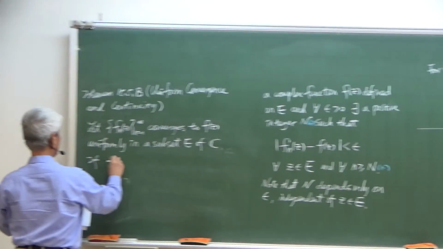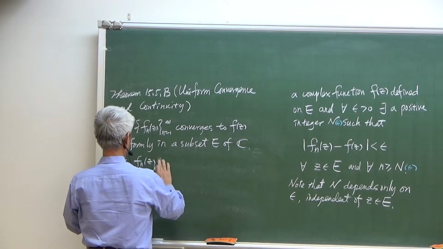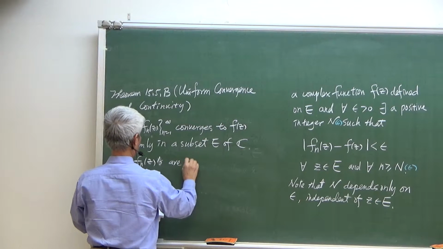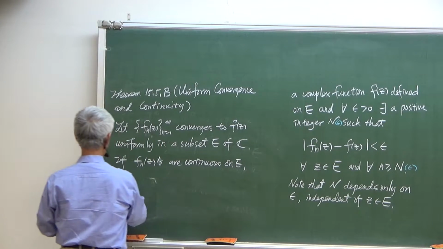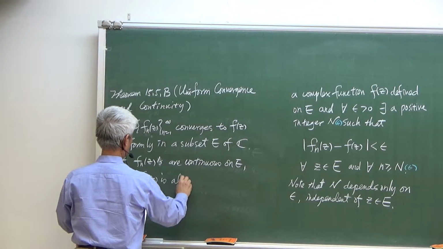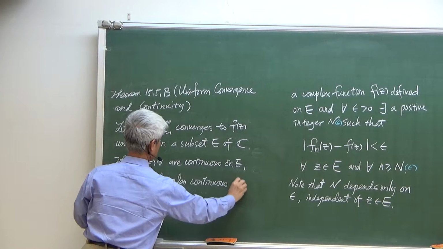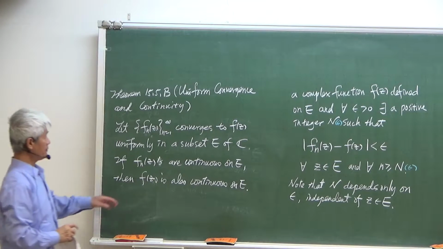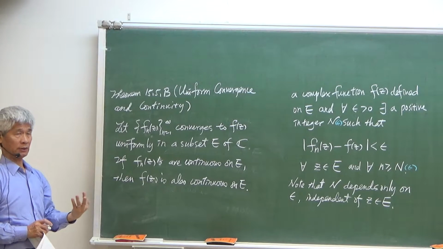Now, if f_n of z, so if all these component functions are continuous on E, then the limiting function is also continuous on E. So that means that uniform convergence implies continuity. Okay?